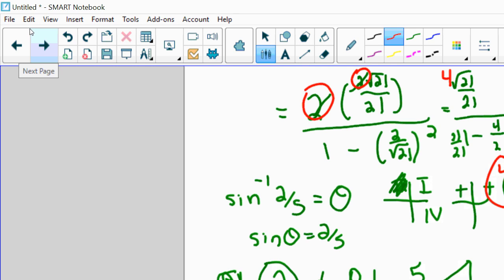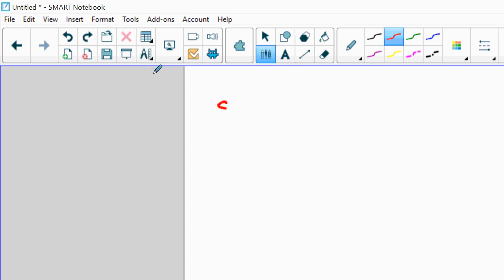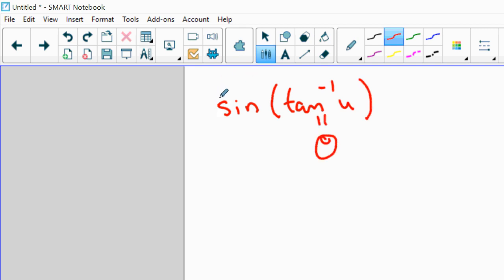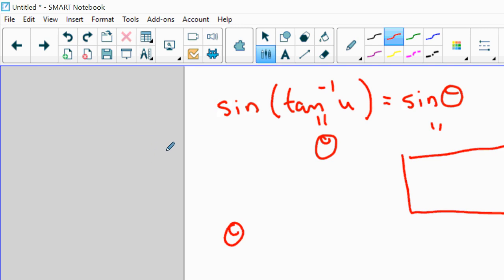Here's another one. This is really good. This will help you in calculus when you're ready for calculus. If somebody gives you the sine of tangent inverse of u, you got to say that's some theta, and you want to figure out what sine theta equals. But you've got theta is inverse tangent of u. That inverse tangent is only good in the first and the fourth. And then you go tangent theta equals u over 1.